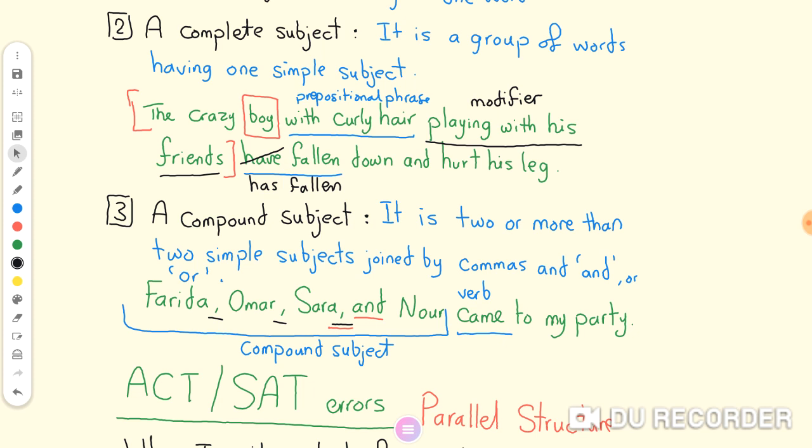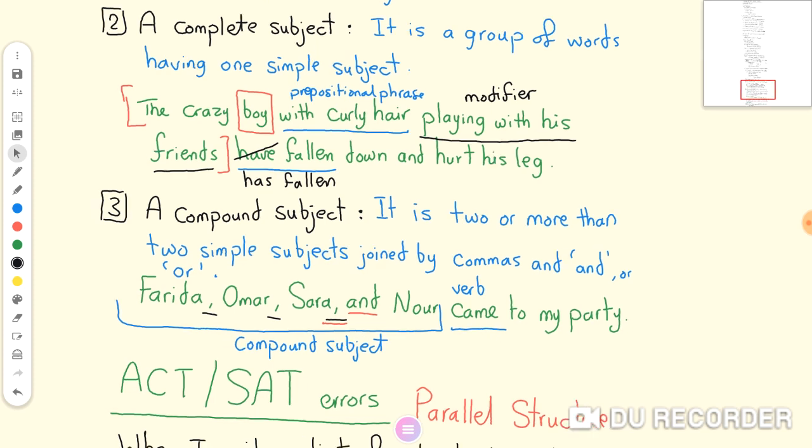These are a compound subject. Why? Because we have two or more simple subjects like Farida, Omar, Sarah, Noor, joined by using commas, and before the last one, "comma and" or "comma or." So this is a compound subject.